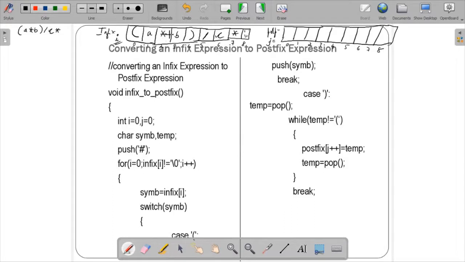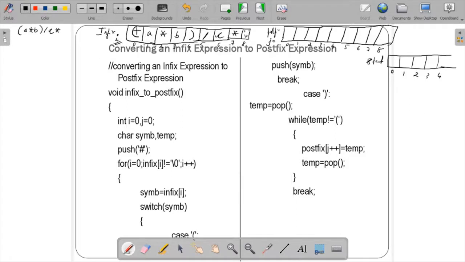And then we also need a stack. I'll represent the stack in box type, because whatever is inserted first will be deleted last, and the last inserted will be deleted first. So let us just keep the stack over here, indices 0, 1, 2, 3, 4. Let us see what will happen.